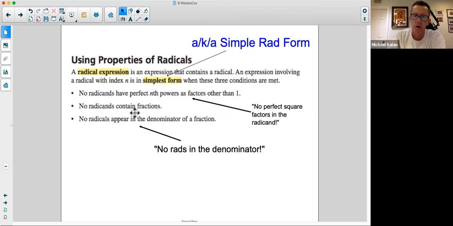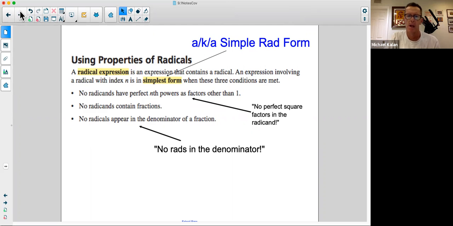Second one is that no radicands contain fractions. So you can't have any fractions involved here that are under a radicand. And then you can't have radicals in the denominator. No rads in the denominator. And we're going to learn how we take care of simplifying an expression that has a radical in the denominator. We'll learn about that. But these are the 3 rules that you need to know.